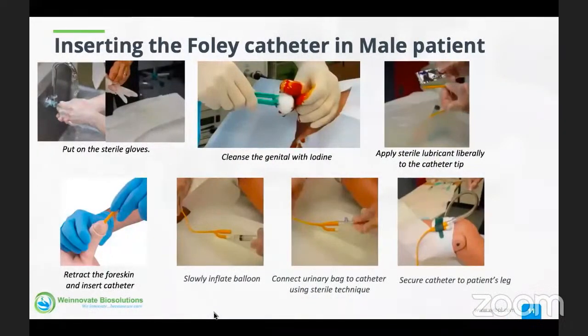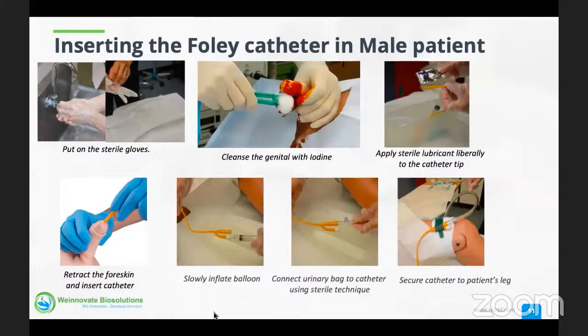Now, how do you start inserting the catheter in a male patient? There are a few steps which are very common whether it is a male patient or a female patient, which are you have to cleanse the genital peritoneal area, and for that to start everything, the first important thing is you have to maintain sterility to the highest level. So you have to wash your hands, put on gloves.